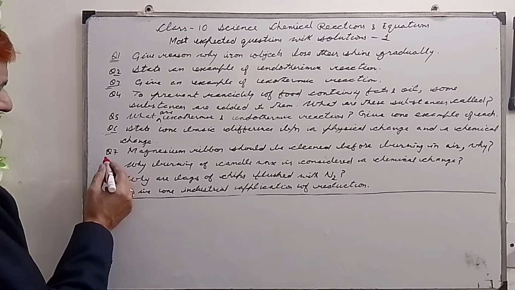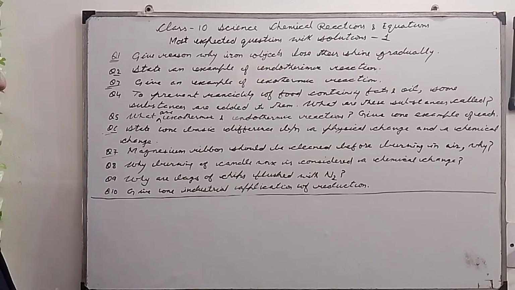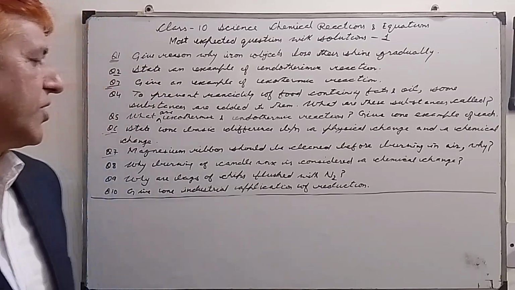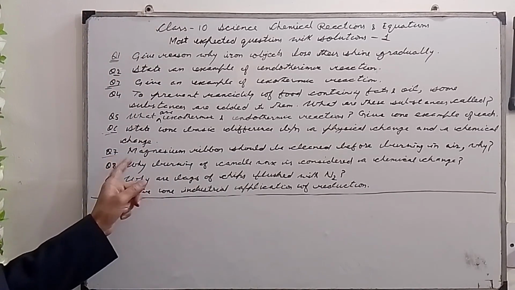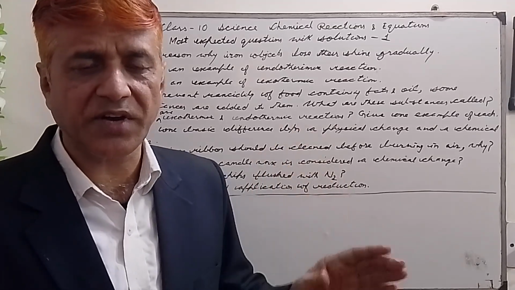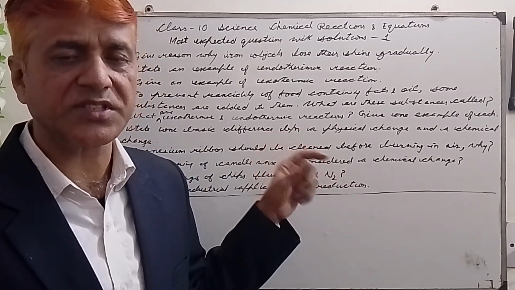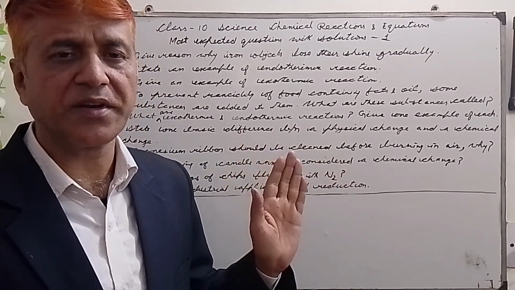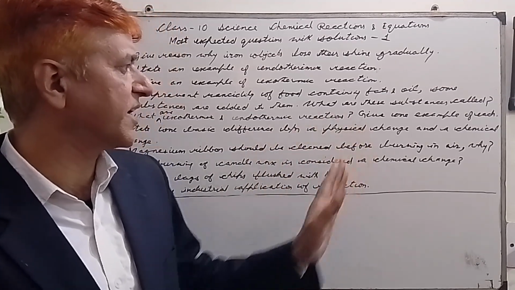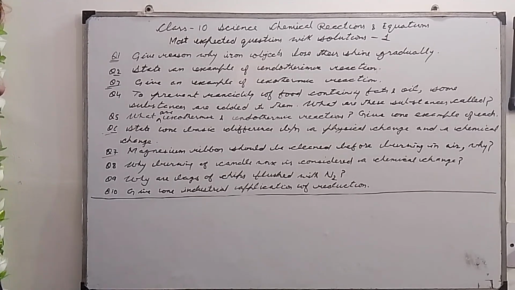Then we have question number 7. Magnesium ribbon should be cleaned before burning in air. Why? Because the magnesium ribbon is covered with a layer of magnesium oxide. So before burning, the layer of magnesium oxide has to be removed. That is why we clean magnesium ribbon before burning.